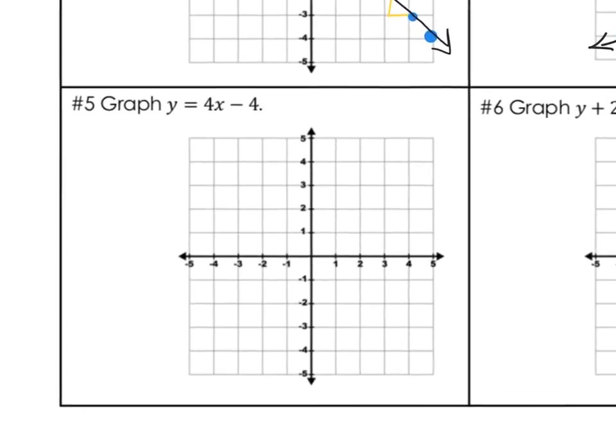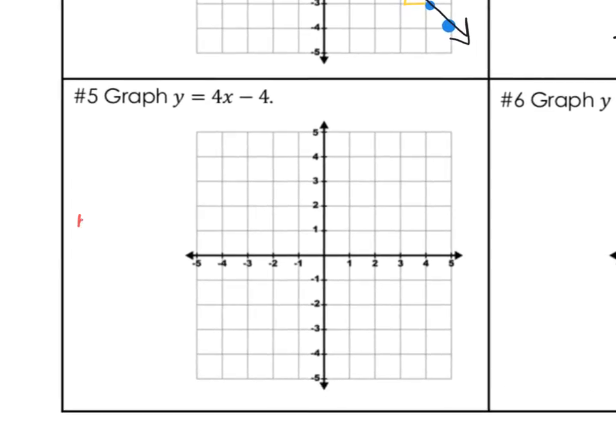I always kind of double check to make sure my line looks correct. Graph 5. First identify the m and the b. Here's the m, here's the b. The m is 4, the b is -4. Then begin at the b. Begin at -4. That's the spot on the y-axis. Boom, it's right down there. Okay, our slope is 4.